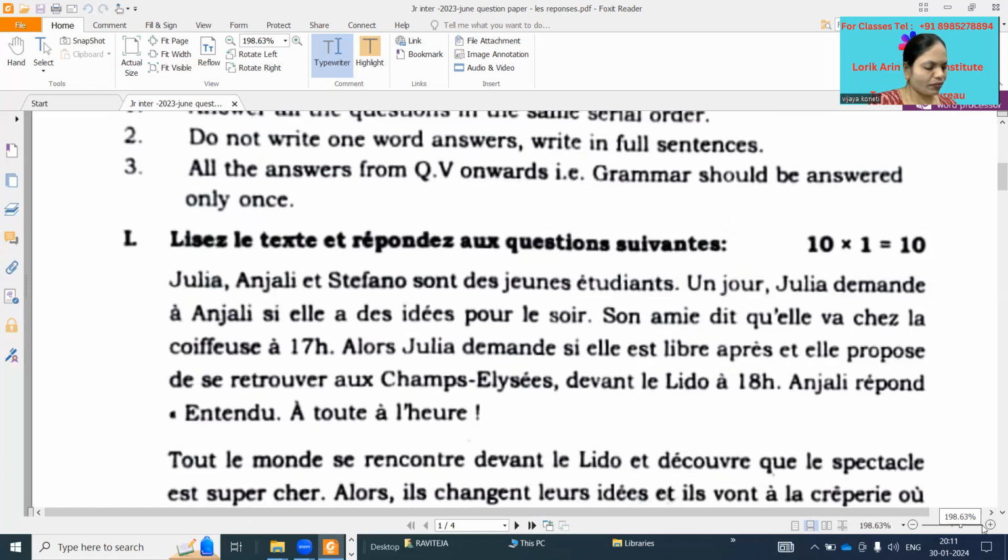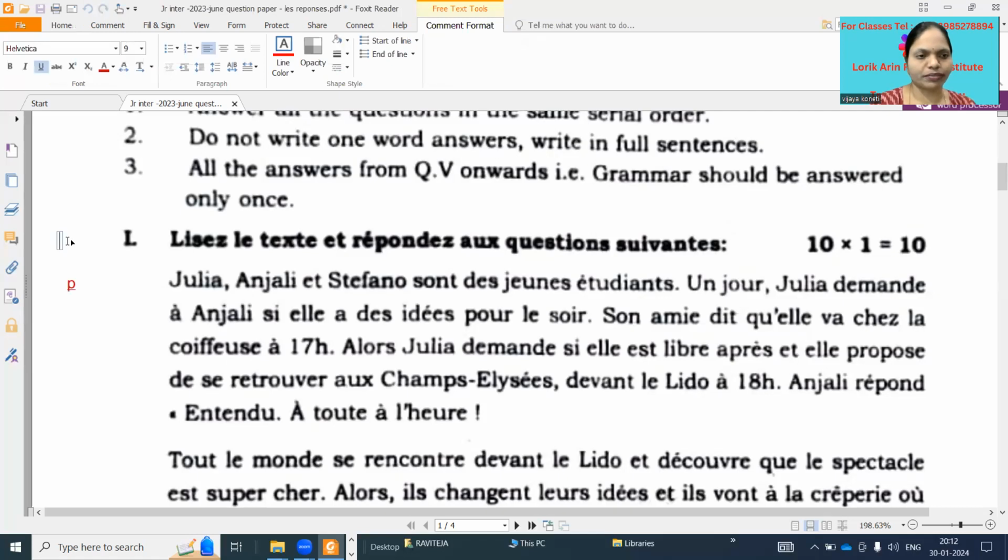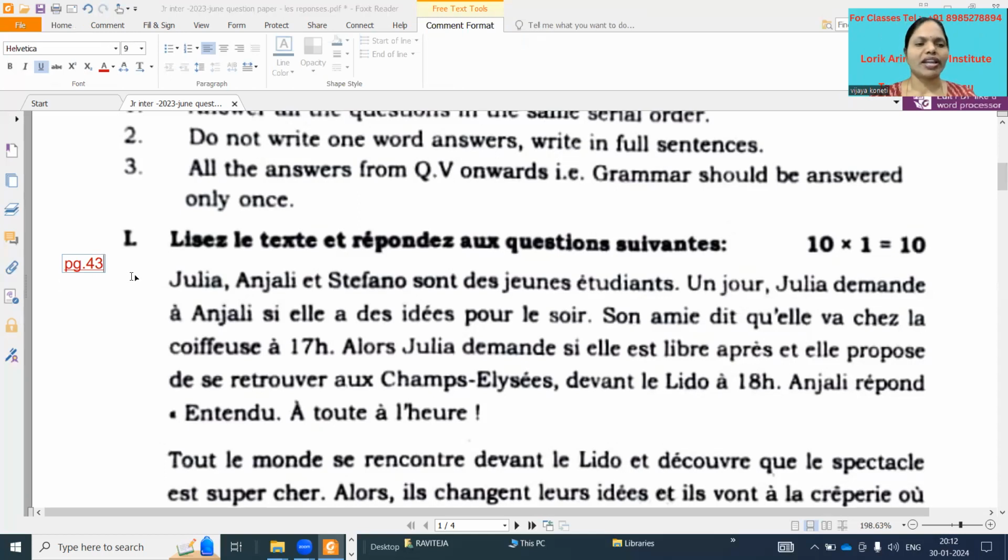So this is the page number. Fourth lesson or second lesson? This is page number 43, second lesson, in the textbook. For understanding, write it here. I already sent it to you in the group. Page number 43. Numbers we have to learn perfectly. Page number 43 of the textbook.